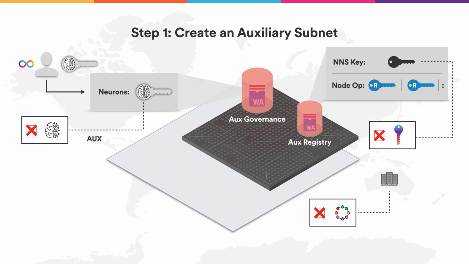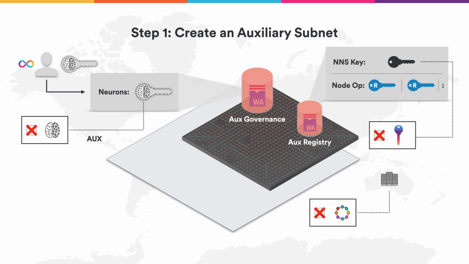The auxiliary registry is initialized with identities of the node provider contributors to the Genesis network. This registry also stores the root key of this auxiliary network, which is the same as the public key of the auxiliary subnet. The governance canister is initialized in such a way that there is only one neuron in control of the proposal and voting mechanism, and this neuron is held by the foundation.